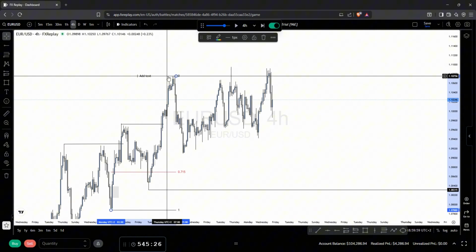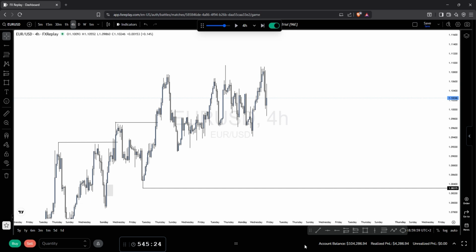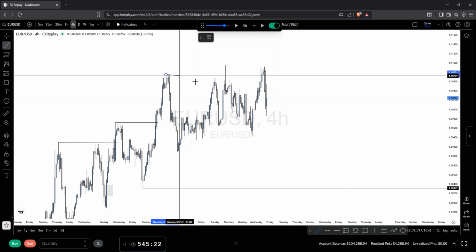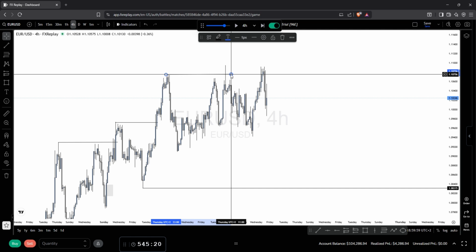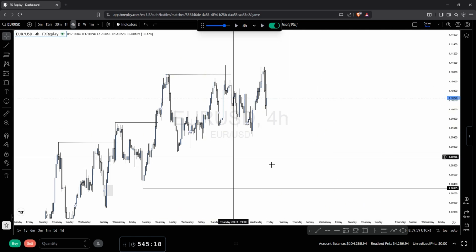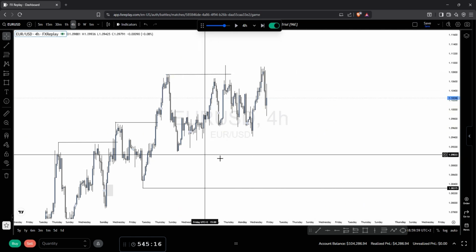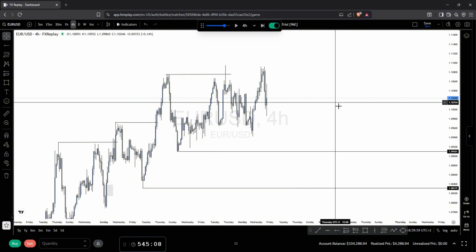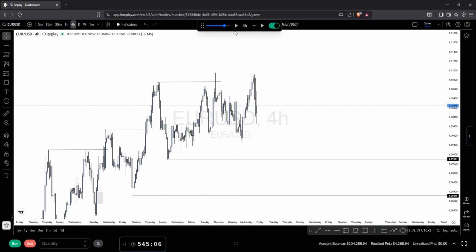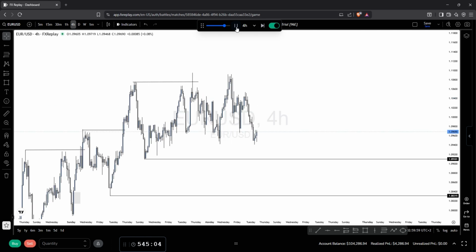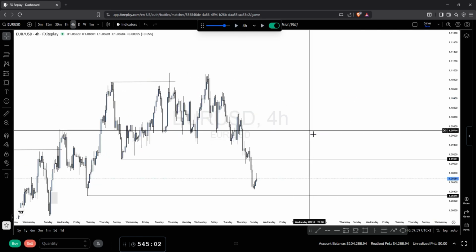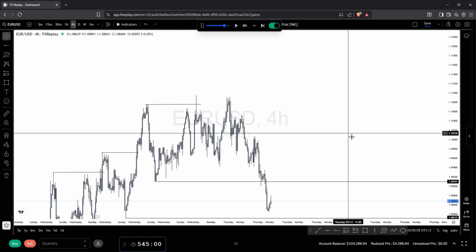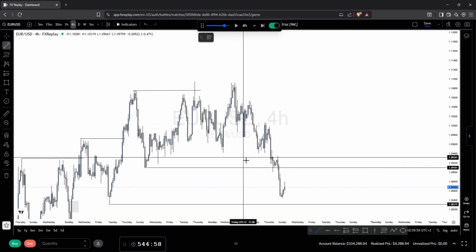Let me remove this. So now we've really swept here, right? I would want to see structure actually break between this low right here for me to say I'm looking for sellers. But if it's not, then I'm waiting for a break of structure to the upside. Okay, we got that break, which is good. Now I can focus for a new trend. We have a break of structure here.